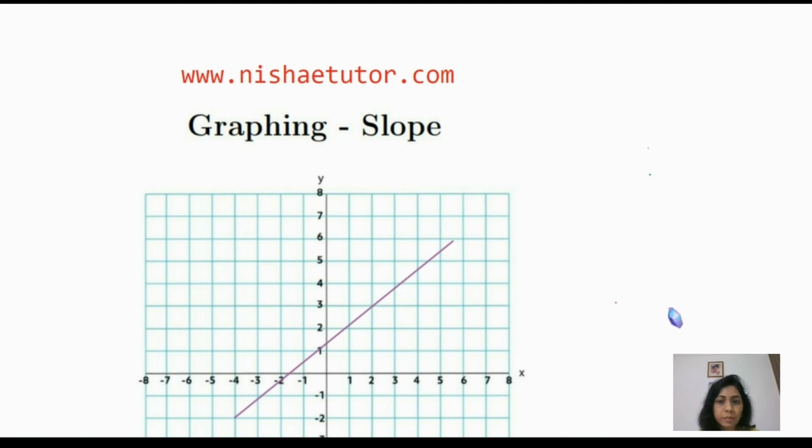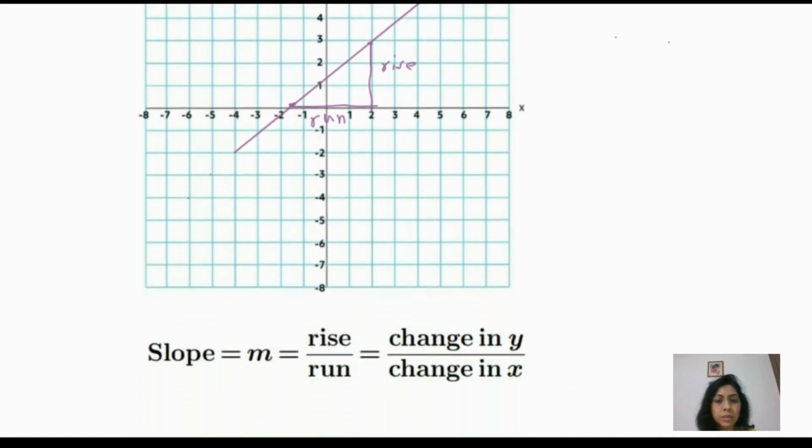Okay, so for example, here given this is a line. Here we can take 2 points, any 2 points, and we make a triangle. This is called slope triangle. So this is rise and this is run. Here one more formula.